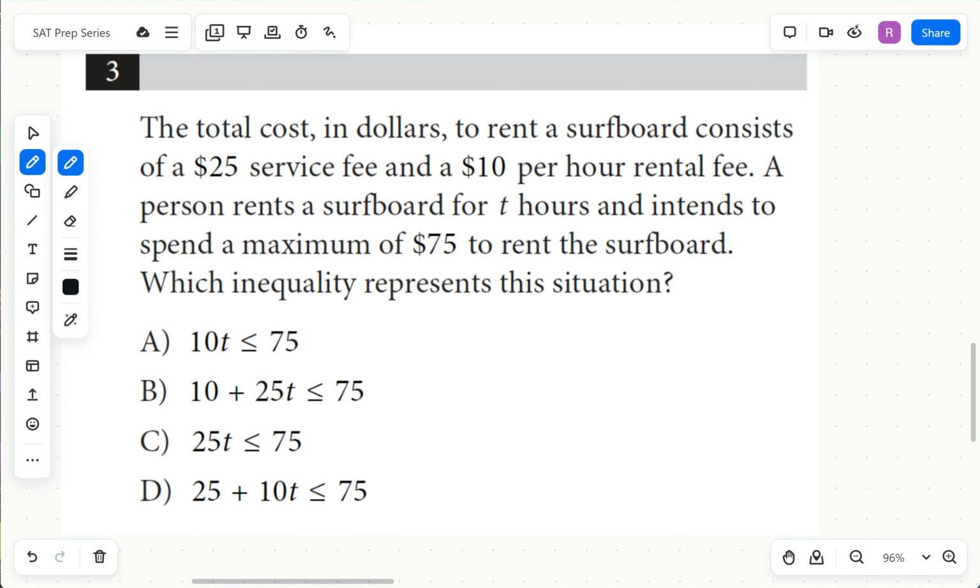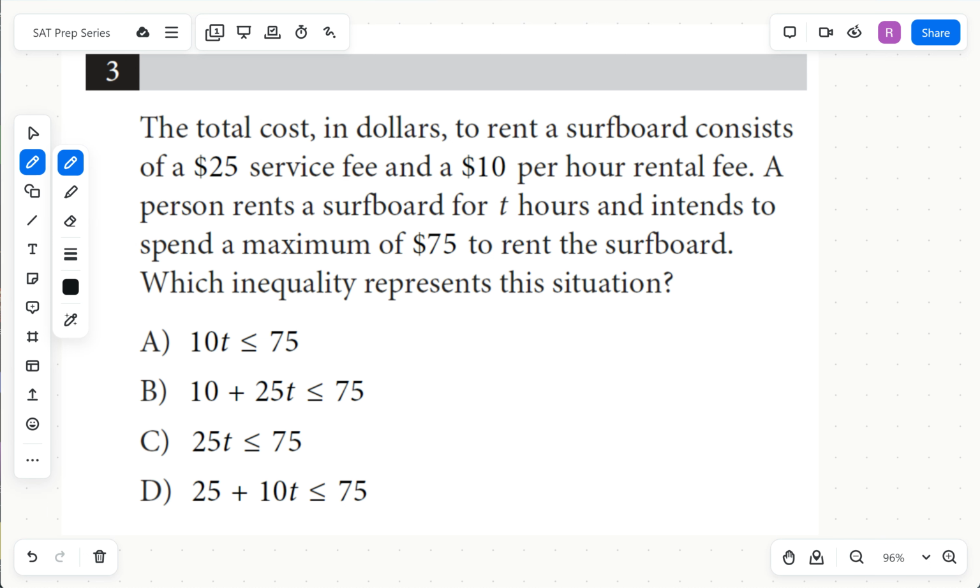So for question number 3, we end up with an inequalities question. This one says, the total cost in dollars to rent a surfboard consists of a $25 service fee and a $10 per hour rental fee. A person rents a surfboard for T hours and intends to spend a maximum of $75 to rent the surfboard. Which inequality represents this situation?